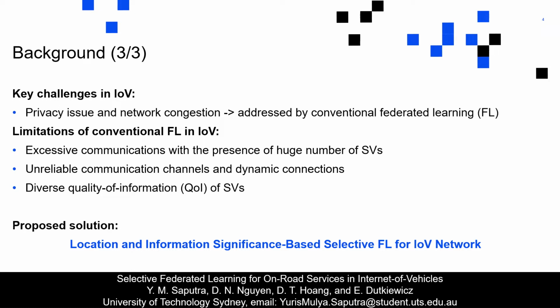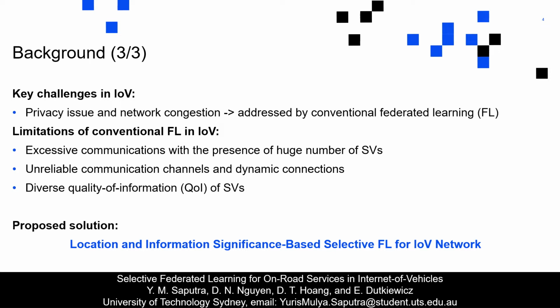In conventional federated learning, we need to use all of the workers, all of the smart vehicles, to share the trained model simultaneously. This requires excessive communication, especially with the presence of a huge number of smart vehicles in practice. Some smart vehicles may also have unreliable communication channels and dynamic connections. For example, some SVs may be disconnected from the network due to multiple handovers, or internet unavailability. And some SVs also have diverse quality of information.